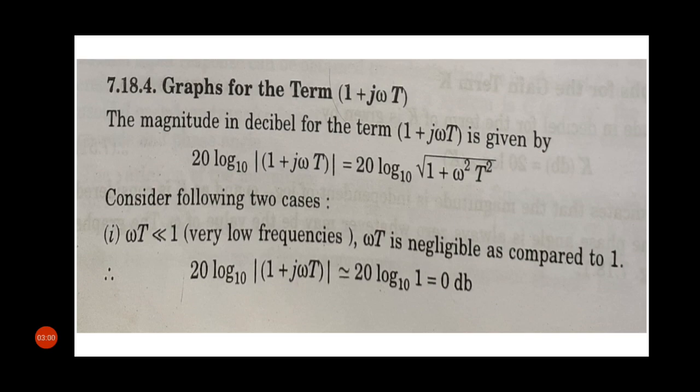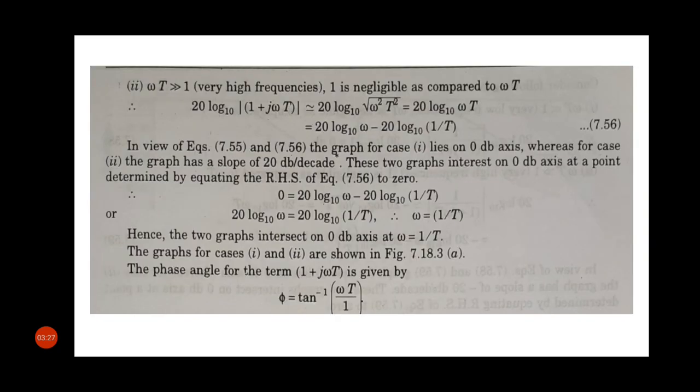Okay, so consider the following two cases. The first case is if omega t is very much less than 1, that is very low frequency, omega t is negligible as compared to 1. That's why 20 log 10 mod of 1 plus j omega t is equivalent to 20 log 10 of 1, that is equal to 0 dB. And for the second case, if omega t is very much greater than 1, that is very high frequency, then 1 is negligible as compared to omega t.